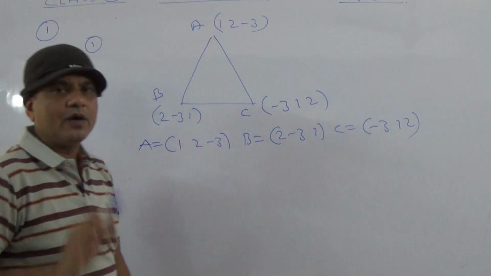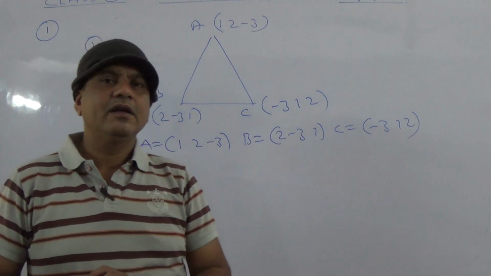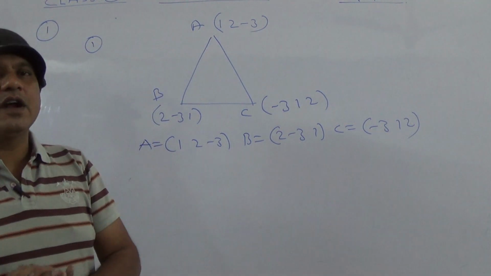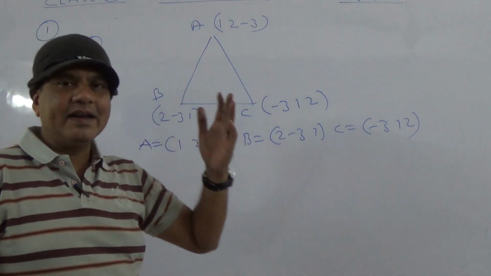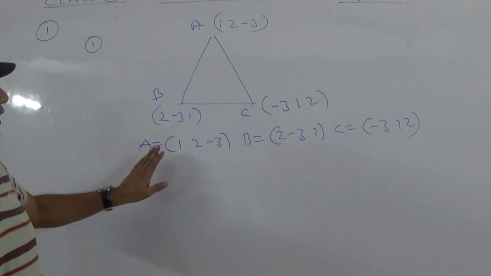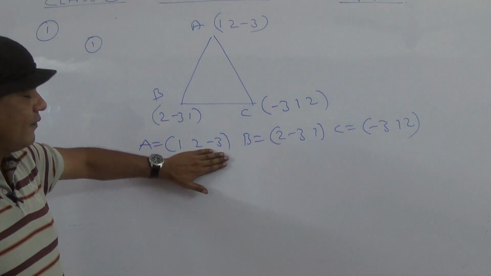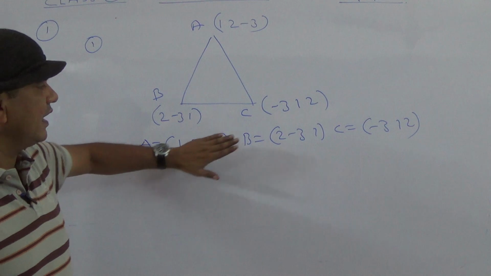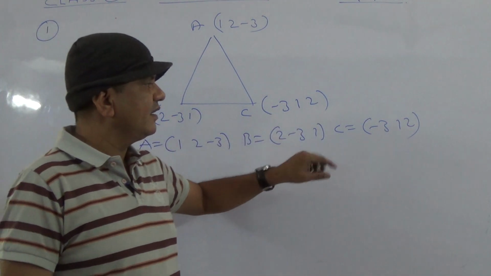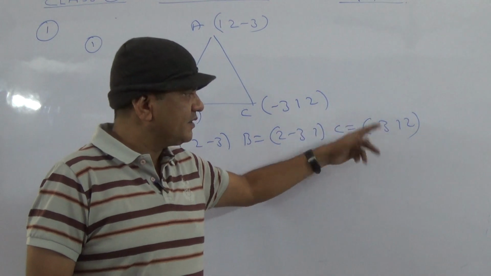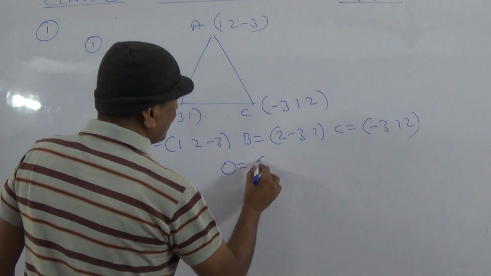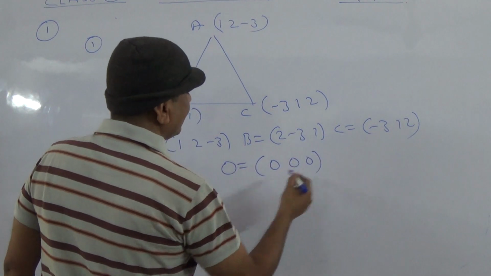In 3D geometry, while finding the circumcenter, orthocenter or incenter, we should check whether the given triangle is an equilateral triangle or a right angle triangle. Okay, here the sum of the squares of the coordinates are the same: 1 square plus 2 square plus 3 square, 2 square plus 3 square plus 1 square, and -3 square plus 1 square plus 2 square are the same. We know that O is the origin 0, 0, 0.